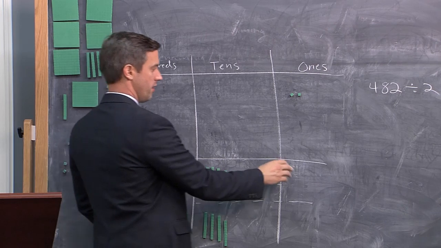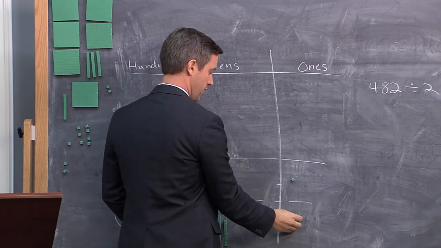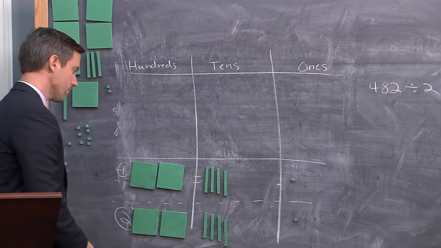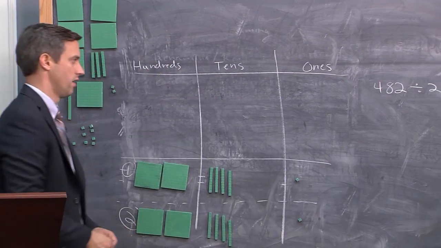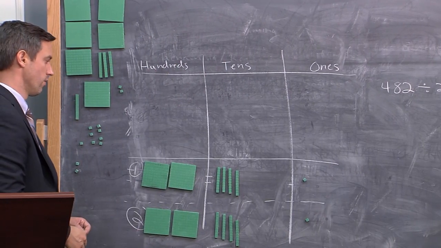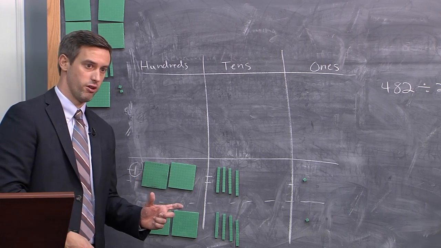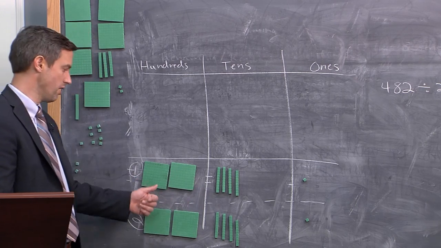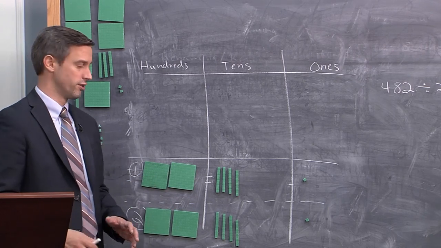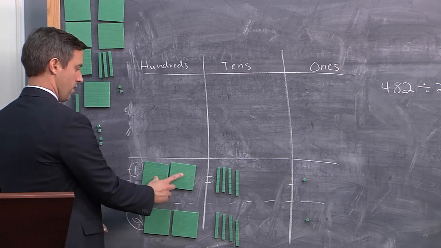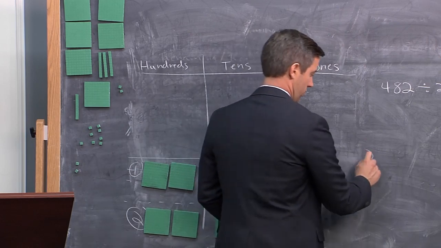And then how many should be in each of the groups for the ones? There should be 1 in each group. So then you say, how many groups of 2 can you make in 482? Or rather, if you divide 482 into 2 equal groups, how many are in each group? So that's the difference between partitive and quotative division, what I just did there. So you can say 241 is in each group.